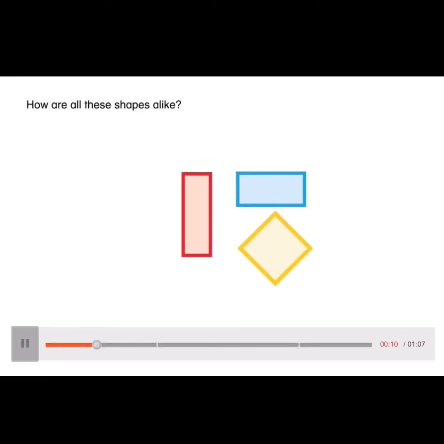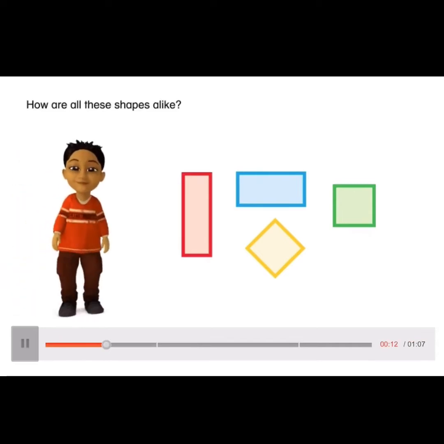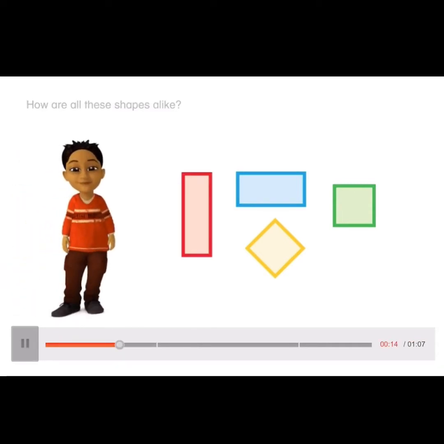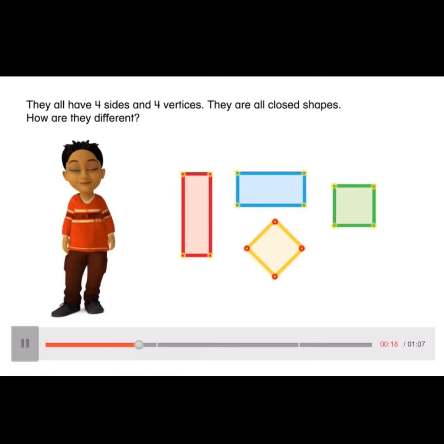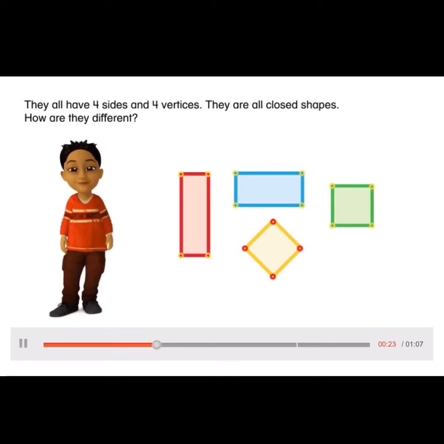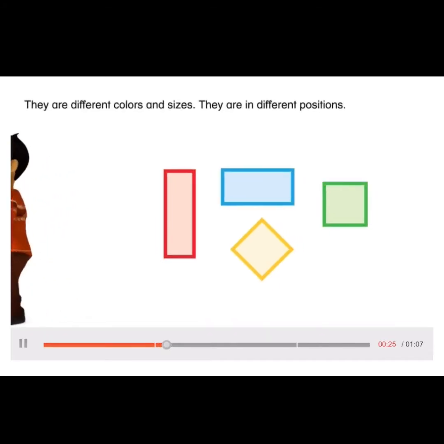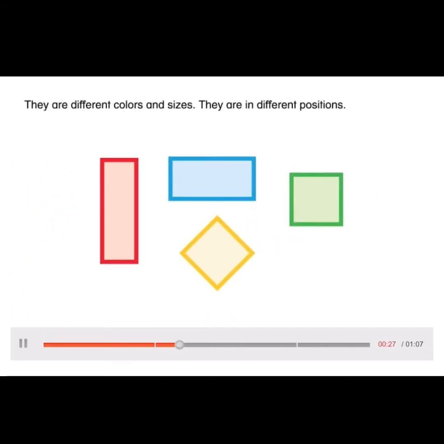How are all these shapes alike? They all have 4 sides and 4 vertices. They are all closed shapes. How are they different? They are different colors and sizes. They are in different positions.